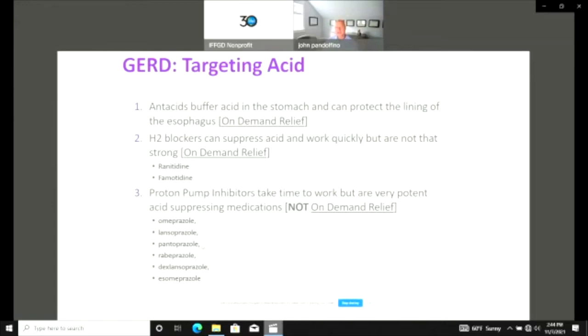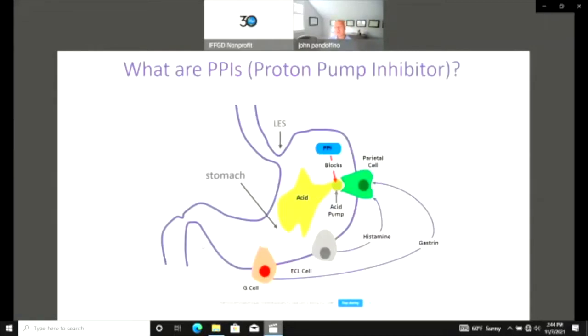But if someone has pretty significant disease, that's where I use proton pump inhibitors, which are omeprazole, lansoprazole, pantoprazole, rabeprazole, dexlansoprazole, and esomeprazole. So what are proton pump inhibitors? Well, they're exactly what they say they are. They block the proton pump in the parietal cell. The parietal cell is the cell in the stomach that makes acid. And when it is activated, the proton pump inhibitor can actually block that.